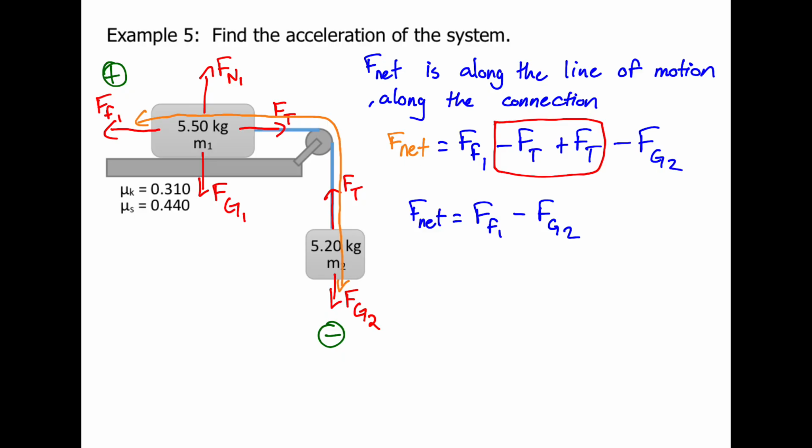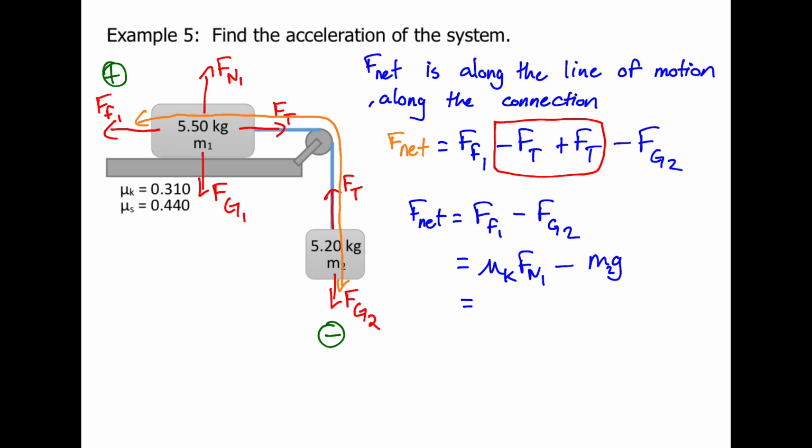Let's put our F net together. Force of friction is going to be mu K Fn minus mg, or m2g. So Fn1. Okay, so those are all the numbers we have to throw into our equation here.